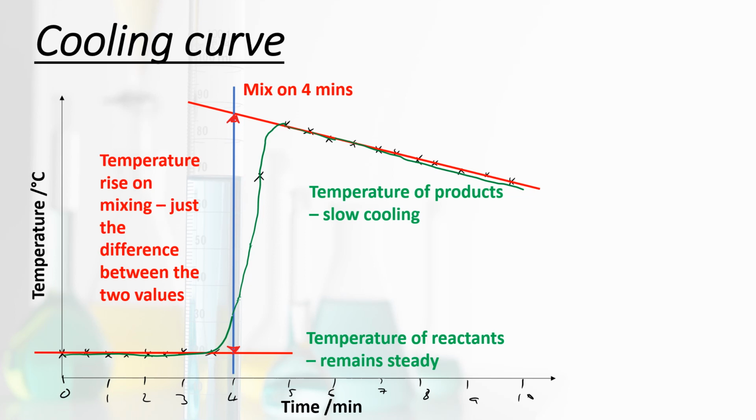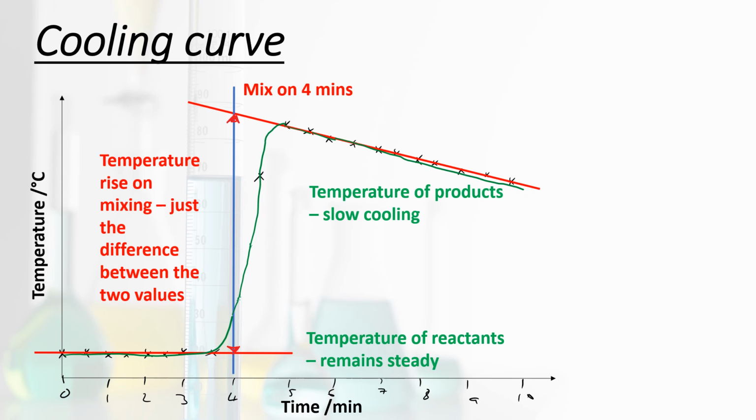The way that we do this is we simply draw a line through all of the points. The green curve that you can see is the actual cooling curve. What you need to draw are these two red lines that you see. They're lines of best fit through the points. We have a straight horizontal line at the bottom, that's our steady temperature of our reactants. We're then going to have a diagonal line at the top, drawn through those crosses that represent the temperature of the products.